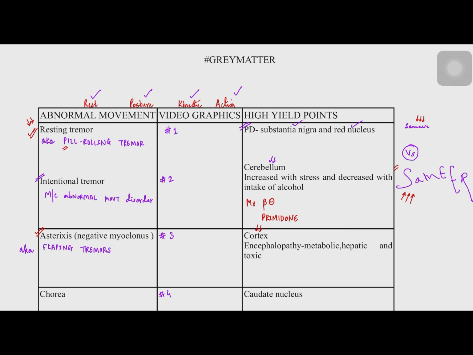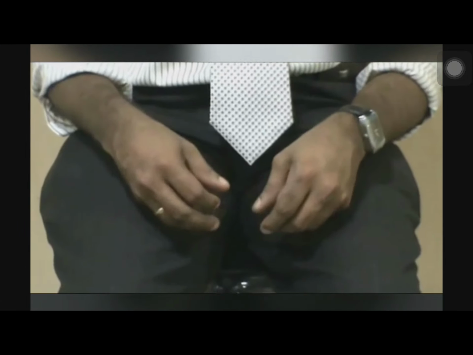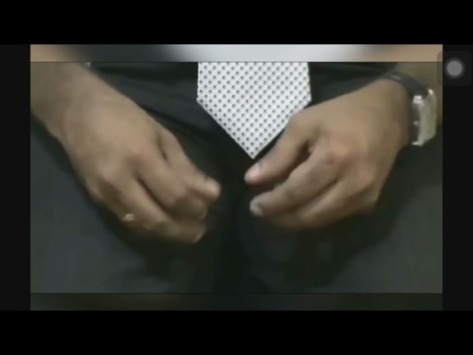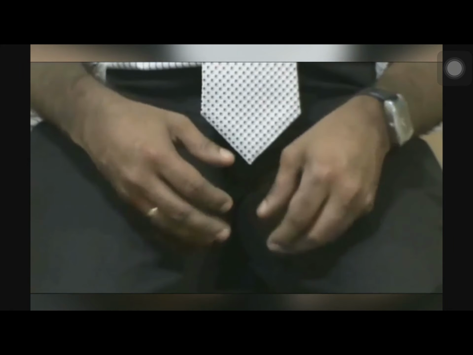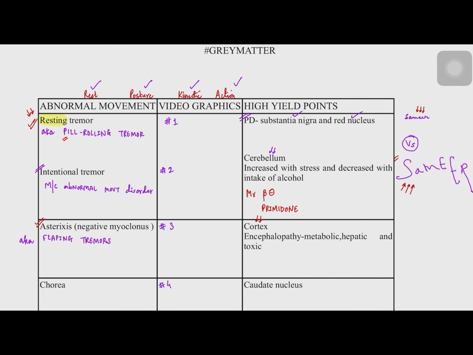The first movement disorder which we are going to discuss is your resting tremor. This is also known as pill rolling tremor. So first we'll see the video graphics. As you can see here, these are rhythmic oscillations of your small hand muscles due to irregular contractions. This is also known as pill rolling tremor. It is characteristically seen in Parkinson's disease, and the lesion is in the substantia nigra and red nucleus.